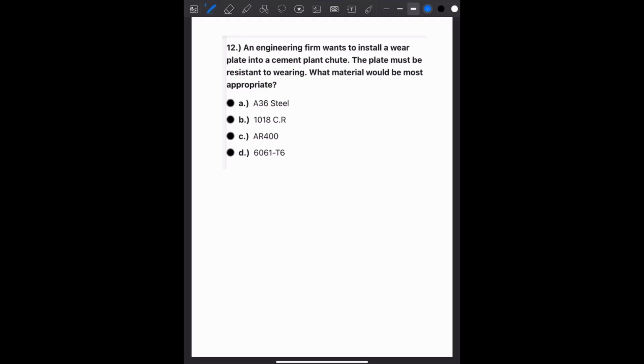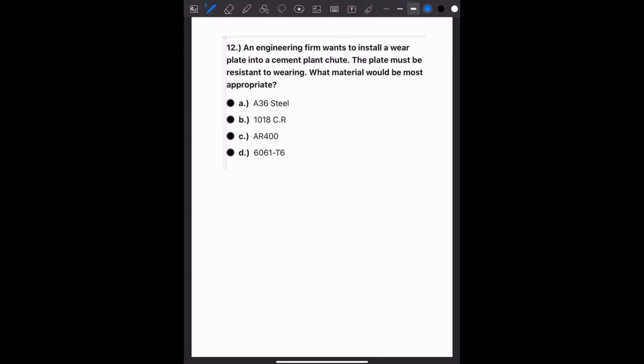An engineering firm wants to install a wear plate into a cement plant chute. The plate must be resistant to wearing. What material would be most appropriate? So let's look through the answer selections.